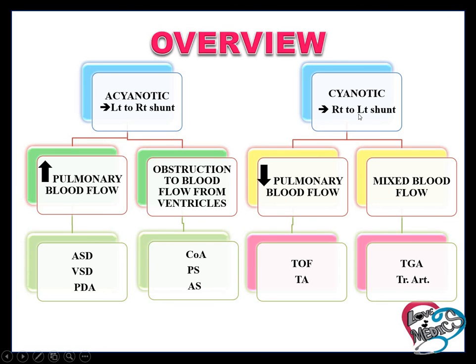Cyanotic heart disease, that is right to left shunt. One is decreased pulmonary blood flow, another one is mixed blood flow. Decreased pulmonary blood flow is tetralogy of Fallot, TOF, tricuspid atresia. They decrease the pulmonary blood flow. Mixed blood flow in some conditions. They are transposition of great artery, TGA, truncus arteriosus.